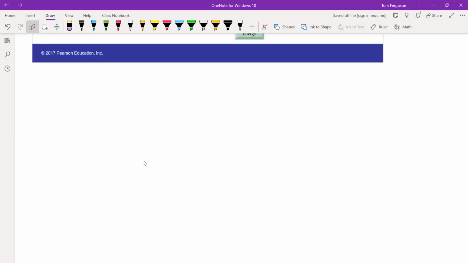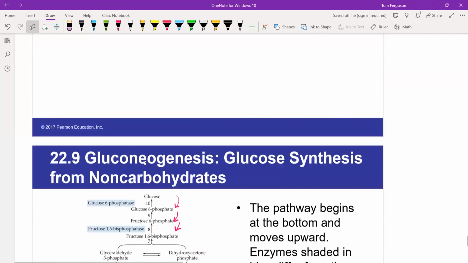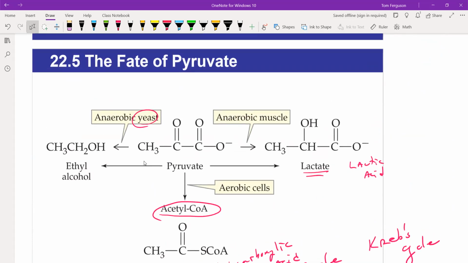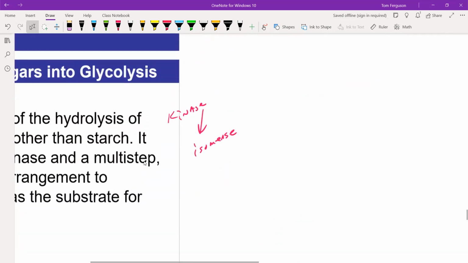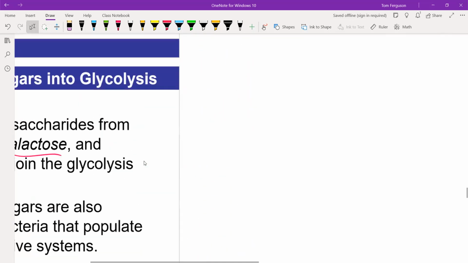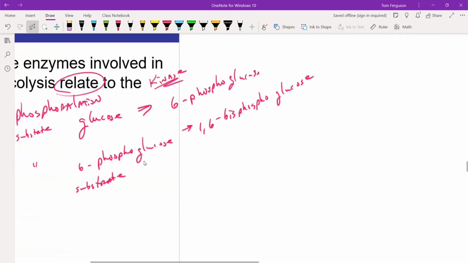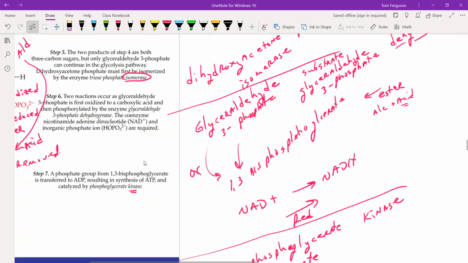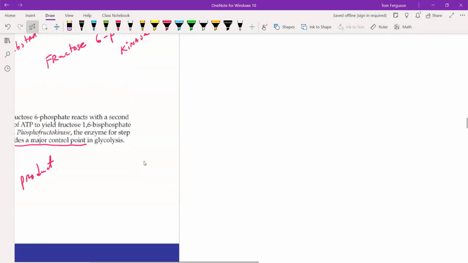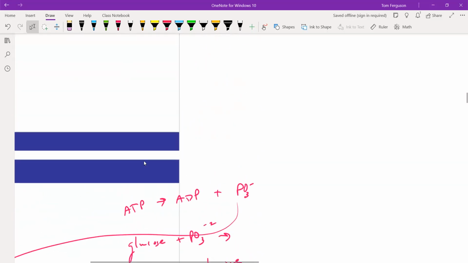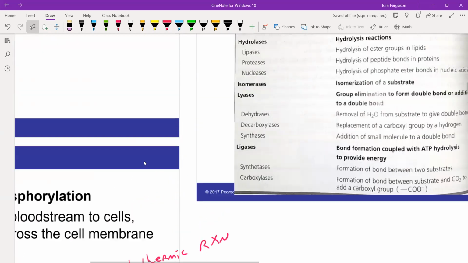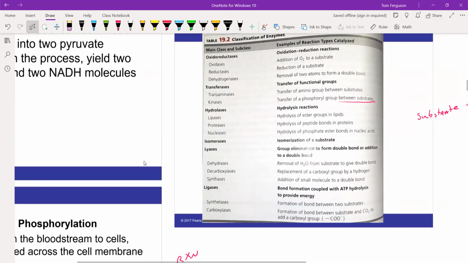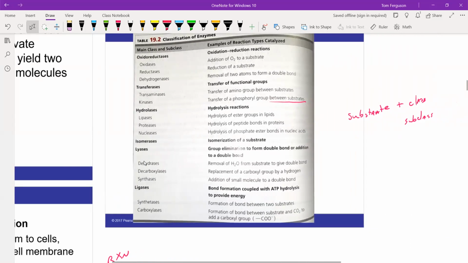Okay. All right. That's what I wanted to cover today. Now, there's a lot to go through on this. The main thing I want you to focus on is what's happening to the actual molecules and being able to identify an enzyme based on the substrate and the class of enzyme. Also where the ATP is produced and also where the reduced coenzymes are produced. There's our chart here. So using this chart, we should be able to predict the substrate plus the class of the enzyme.